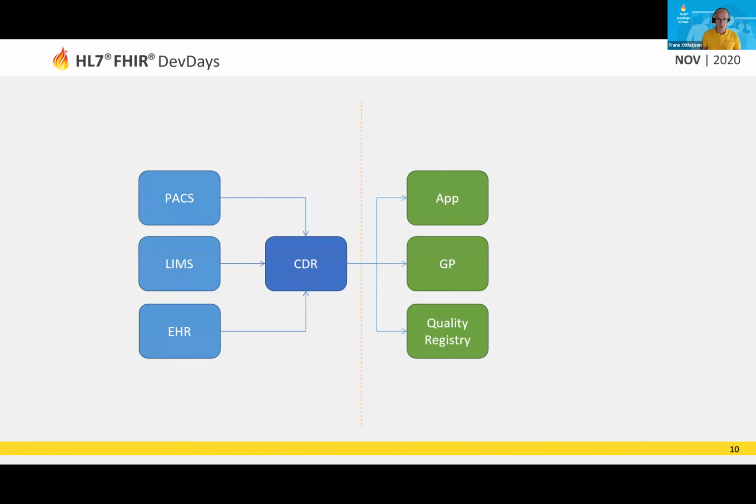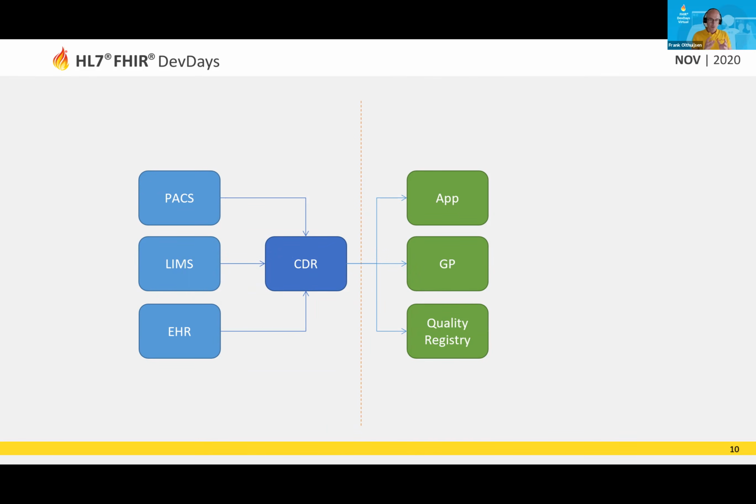So let's look at an example. On the left, you see a hospital with a number of source systems. So we have a picture archiving system, we have a laboratory information management system, and EHR. And all the information from the source systems is flowing into the CDR, the clinical data repository. Now, at this point in time, all this data is non-FHIR data. On the right, outside of the scope of the hospital, we see an app, which could be, for example, the personal health environment app. We see the general practitioner, and we see a quality registry.